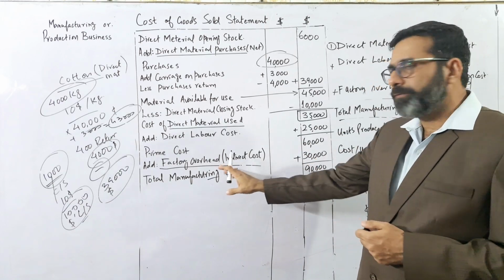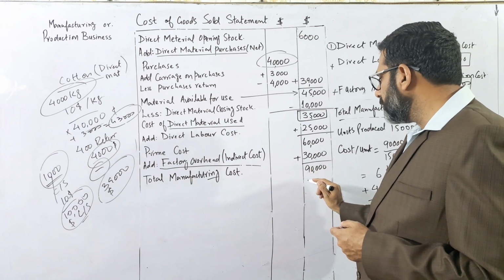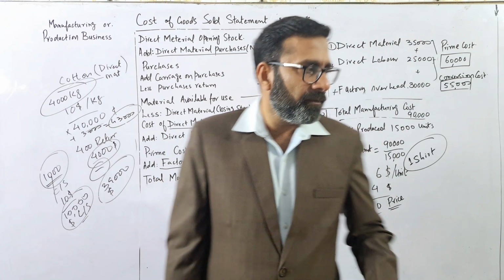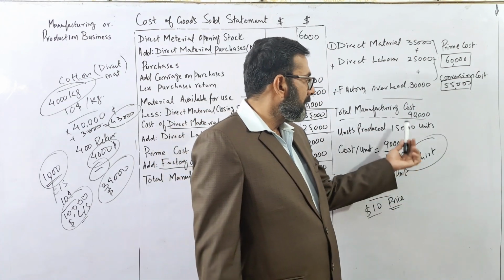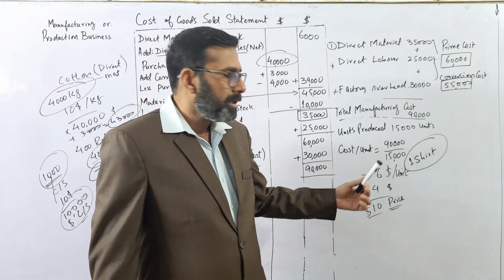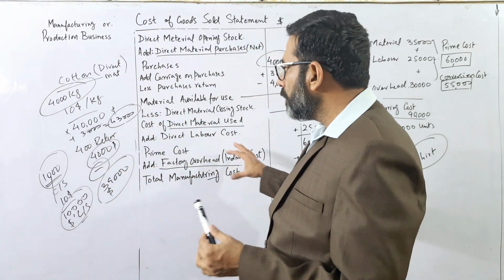And if we add the factory overhead of 30,000, it means 90,000 is the total manufacturing cost. If you remember, at the start we had the same value, 90,000 total manufacturing cost, and we calculated the cost per unit. So this is how we are calculating.